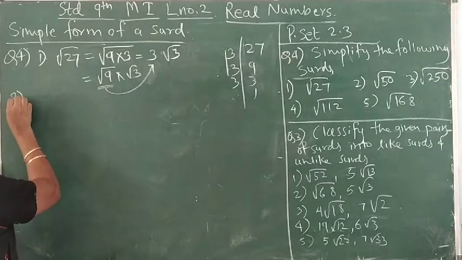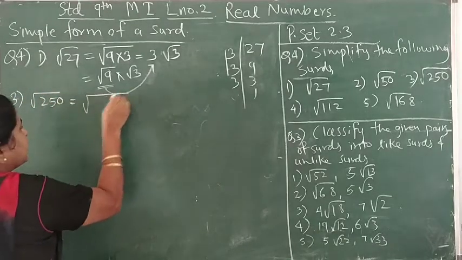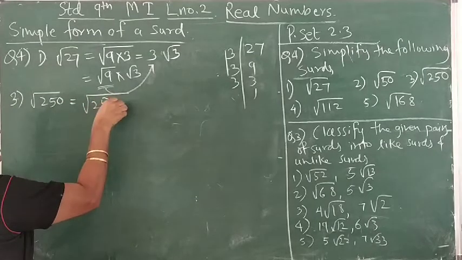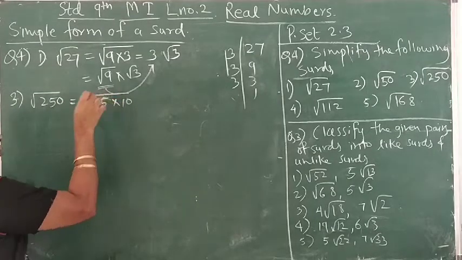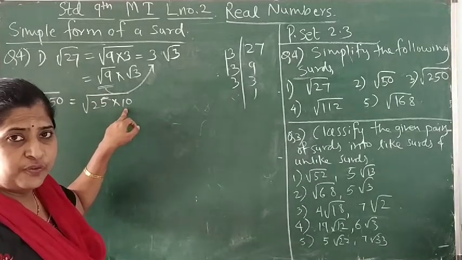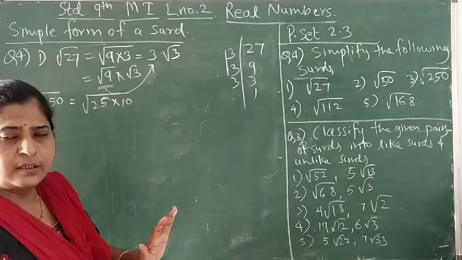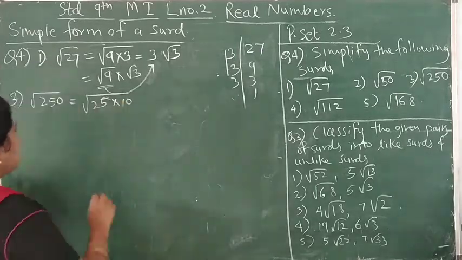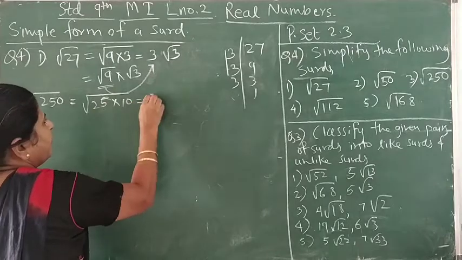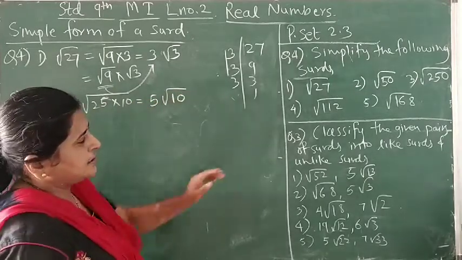Now the third one is the square root of 250. Suppose the factors which come to your mind are 25 tens, which is fine. Now you know 25 is a perfect square. Then what are the factors of 10? The factors of 10 are 5 twos. Now 5 and 2 are not perfect squares, so we can keep 10 as it is. And then what is the square root of 25? It is 5, and under root 10 we can keep as it is.